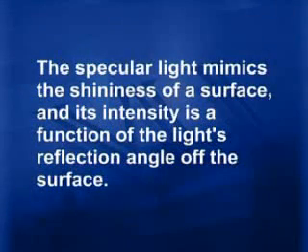The specular light mimics the shininess of a surface, and its intensity is a function of the light's reflection angle off the surface. So whenever some incident light is thrown on a specific shiny object, naturally it is going to reflect all or most of the light, and that gives us a shiny surface effect, and that kind of light is known as specular light. These are the lights that we are going to make use of in order to have different effects on objects in our scene.